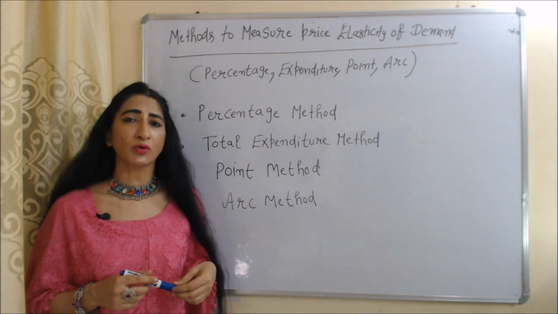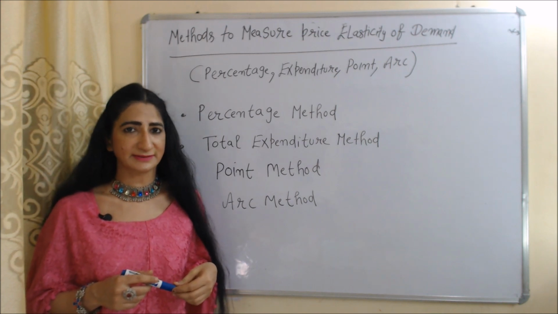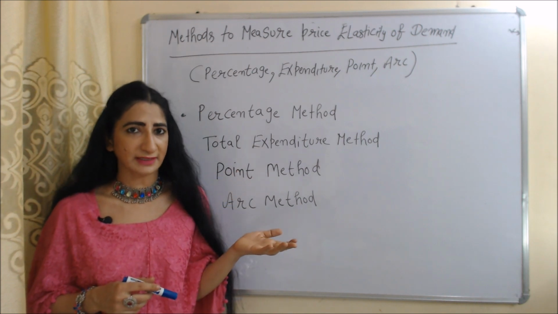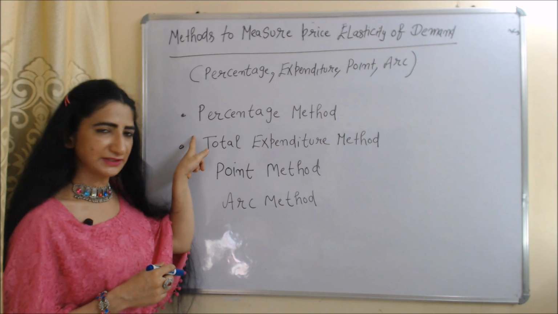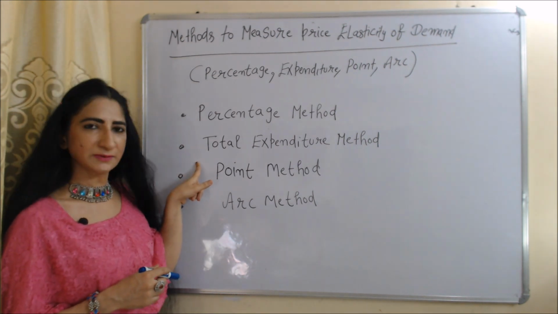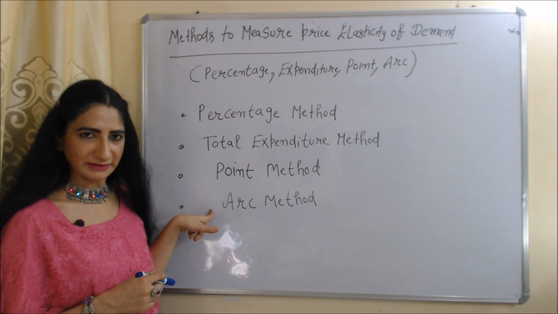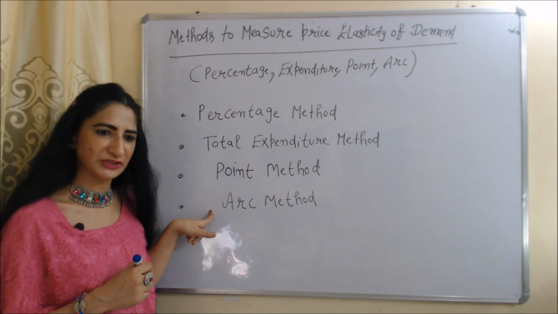Today we are going to talk about methods to measure price elasticity of demand. There are four important methods to measure price elasticity of demand. One is percentage method, second is total expenditure method, third is point method, fourth is arc method. One by one we discuss each.